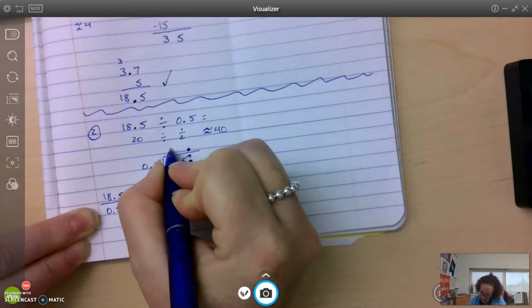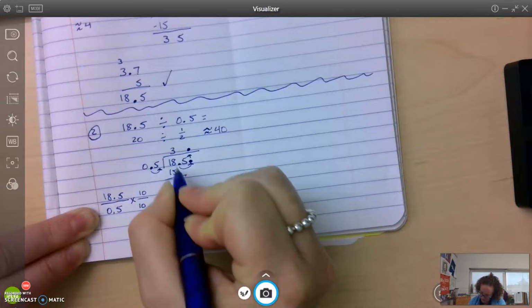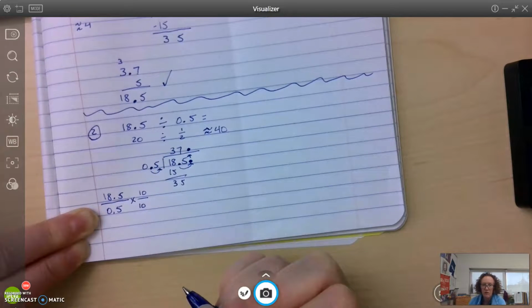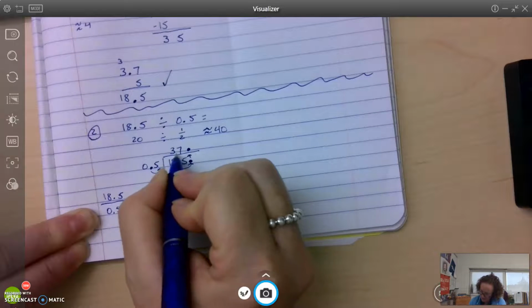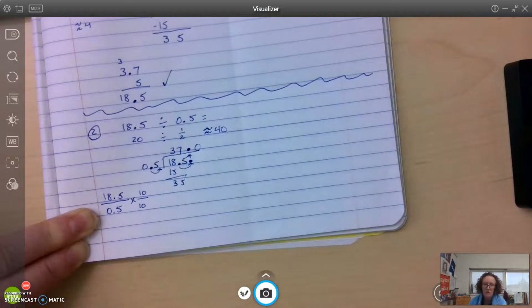The 5 went into 18 3 times. The 5 went into 35 7 times. So again, I'm really being careful about how to line that up. And then my decimal is there. There's nothing left at the end, so I'm just going to put a 0.